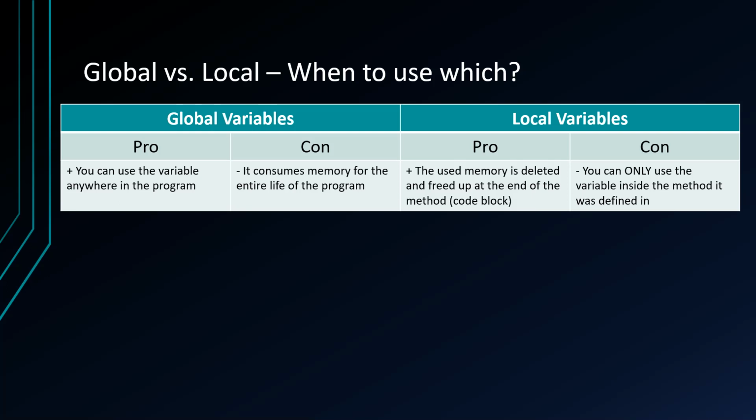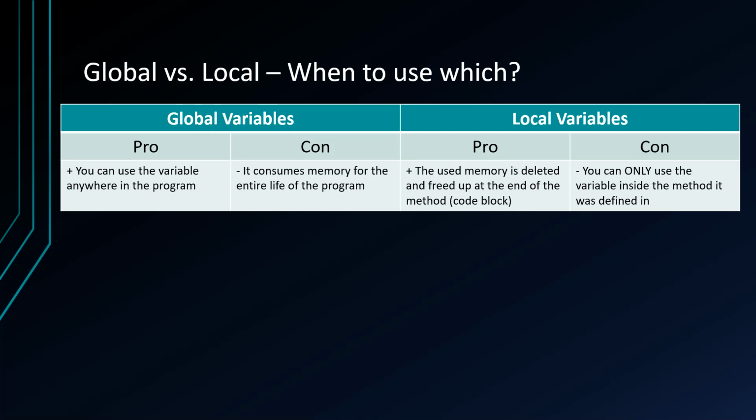The con of global variables is that it consumes memory for the entire life of a program. Our programs are not just a matter of solving a problem. It's solving a problem well. We always want our programs to be as efficient as possible. And efficient means 2 things. It means it saves memory and it saves speed. So in this case, CPU.